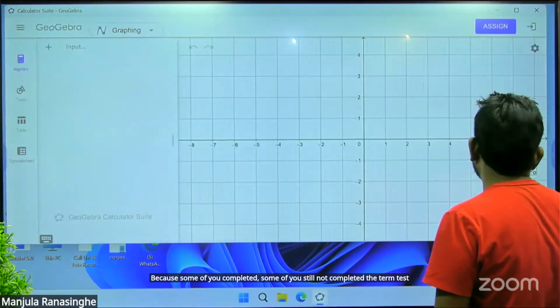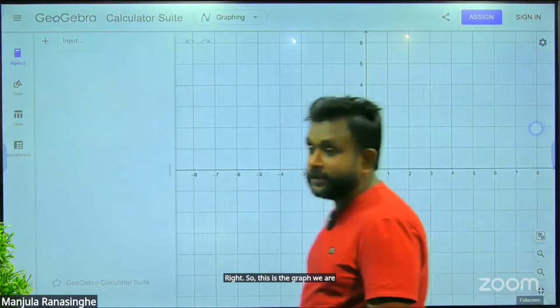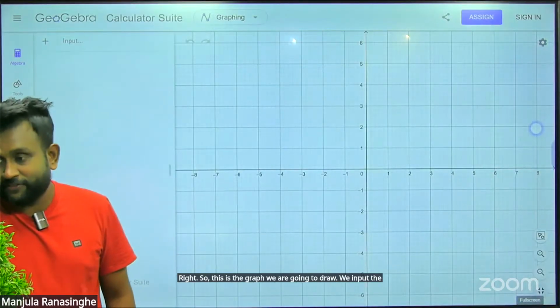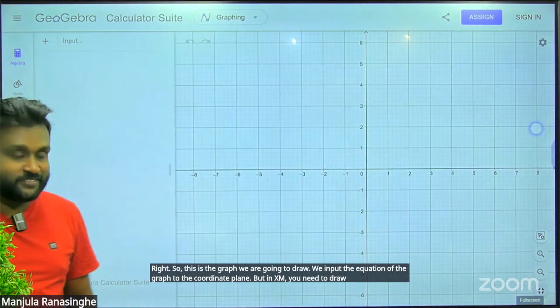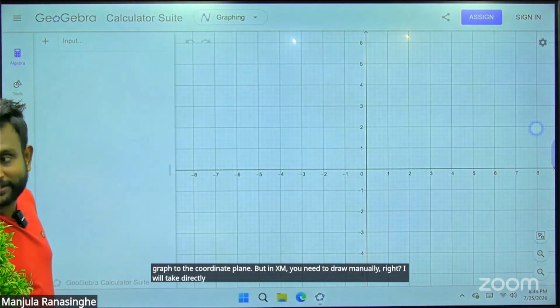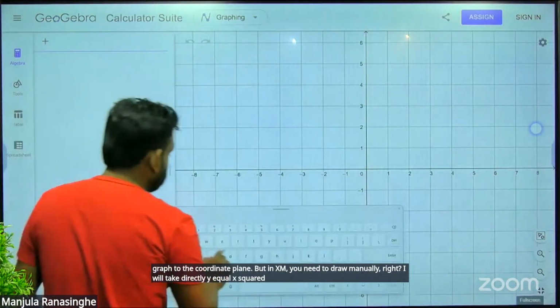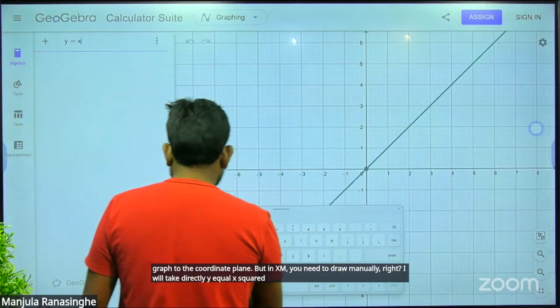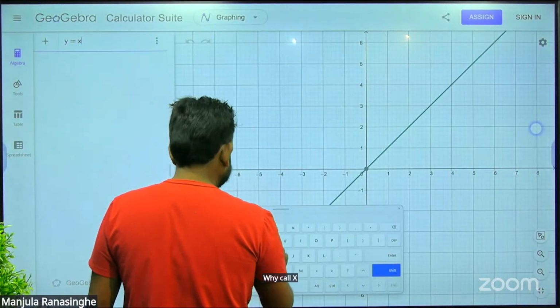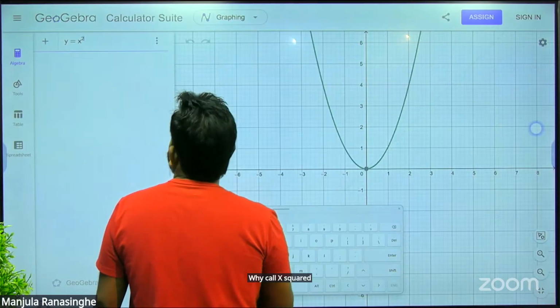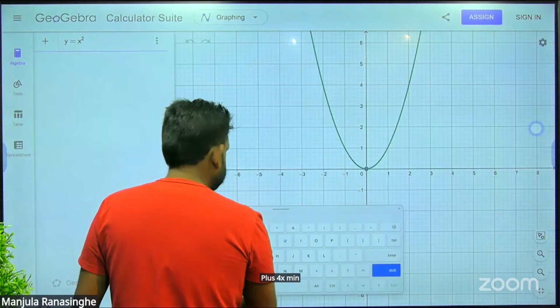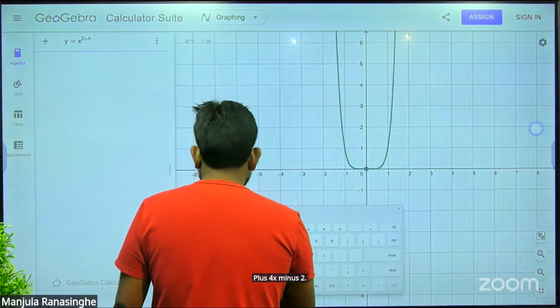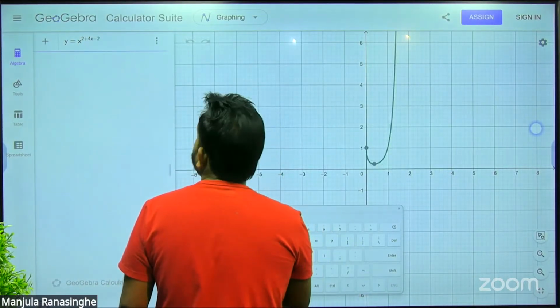This is the graph we are going to draw. We input the equation of the graph into the coordinate plane, but in the exam you need to draw it manually. I will take directly y equals x squared plus 4x minus 2, sorry.